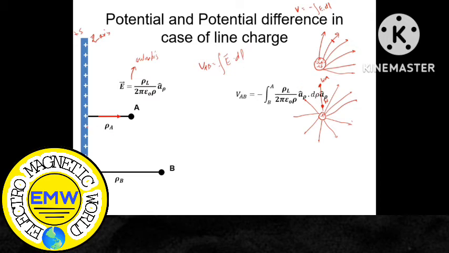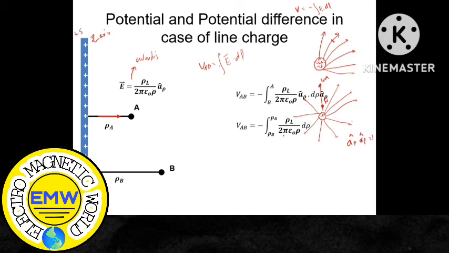So the differential length is moving in which direction? It is moving in the rho direction, so this will be d rho a rho cap. The dot product of a rho cap with a rho cap is equal to 1, so we multiply using the dot operation here, and this will be 1. So only d rho is left.